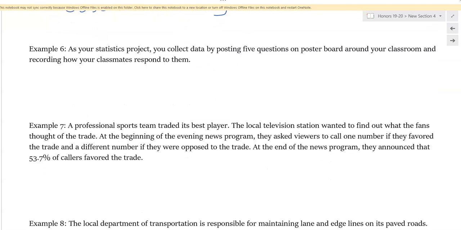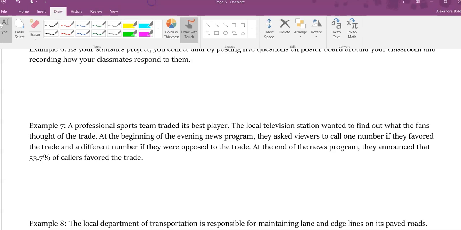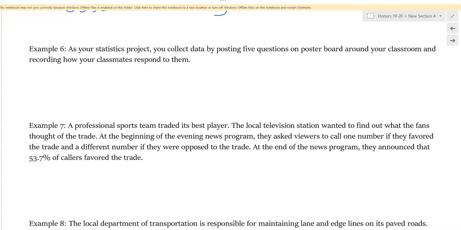Example 6. As your statistics project, you collect data by posting 5 questions on a poster board around your classroom and recording how your classmates respond to them. Again, this kind of seems like it might be an observational study. I'm just recording their responses, but I'm actually asking them something, right? I gave them 5 questions to answer. So this would be a survey. Okay, I asked them 5 questions and I wrote down what they told me.